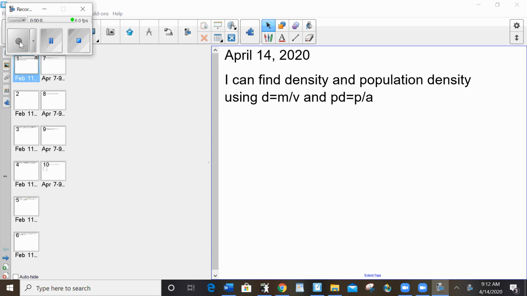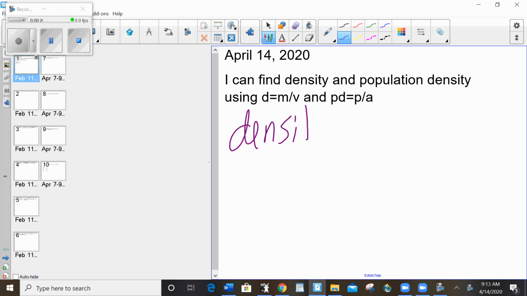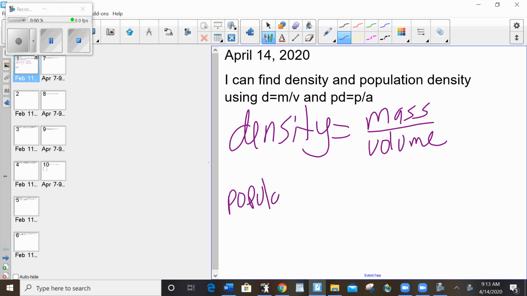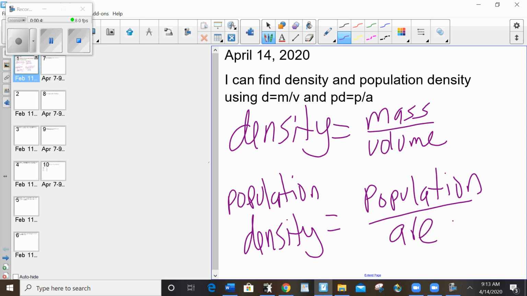Morning. It is Tuesday, April 14th, and today we are going to find density and population density using D equals M over V and PD equals P over A. So what that means is density equals mass over volume, and population density equals population over area.